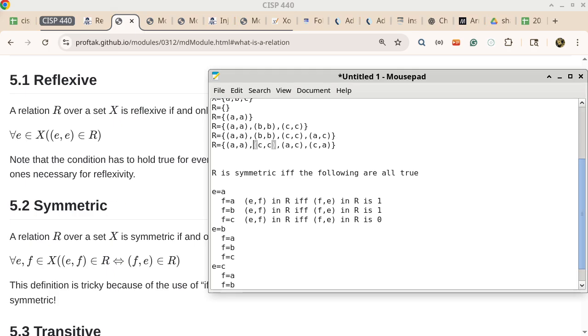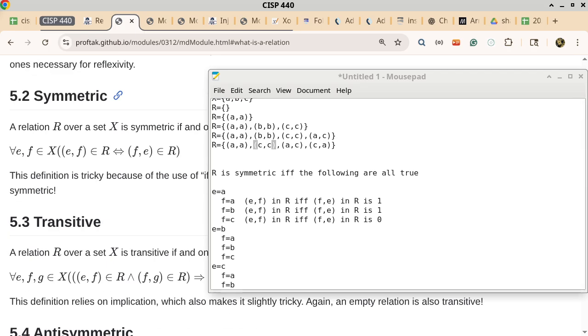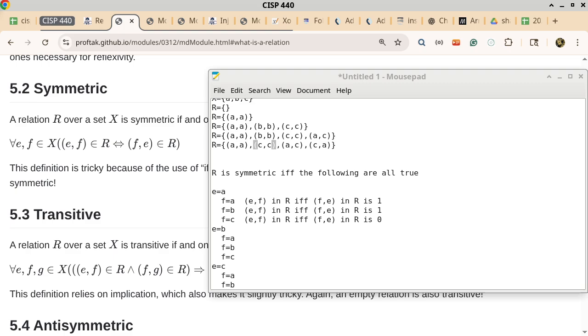All right. So are we good with symmetric, or do you guys want to give me an example and I can tell you whether it is symmetric or not? Are we all good with the concept?